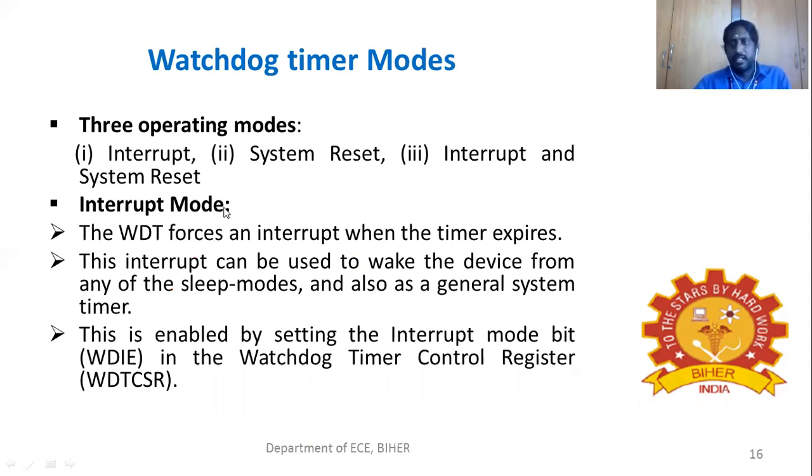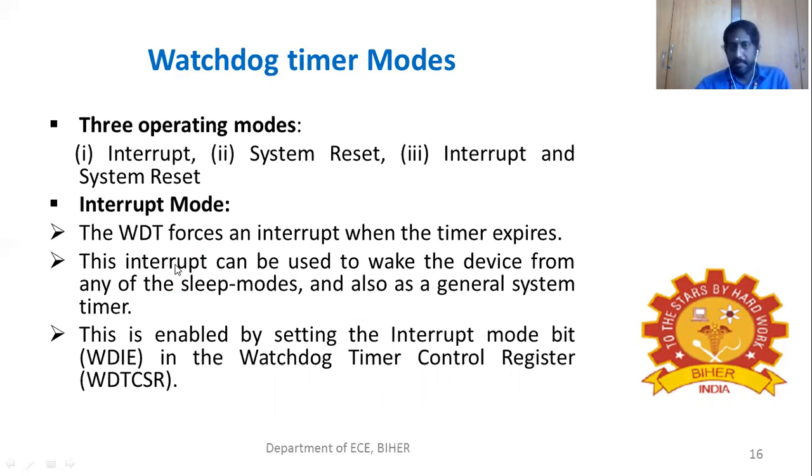So the first one, the interrupt mode. The watchdog timer forces an interrupt when the timer expires. This is the major point of this interrupt mode. It forces an interrupt when the timer expires. When the timer reaches the value, it forces an interrupt signal. That is the reason it is called an interrupt mode.